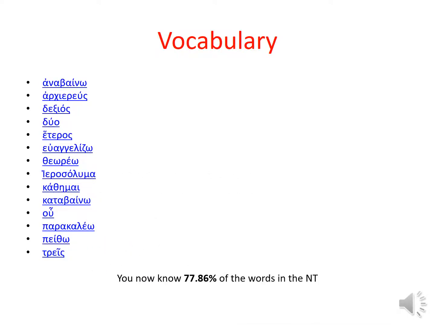Okay, still creeping up. Now remember, you're always making flashcards for these. And I recommend as you go through, you're not just learning the words by sight, you're also learning them by sound. And to get both the sight and the sound, it's going to help reinforce that material and press it onto your brain. Anabino, to go up. Archierus, high priest, and so on. All right, keep up the good work. It's going to take practice, it's going to take lots of repetition, but you're going to get there.